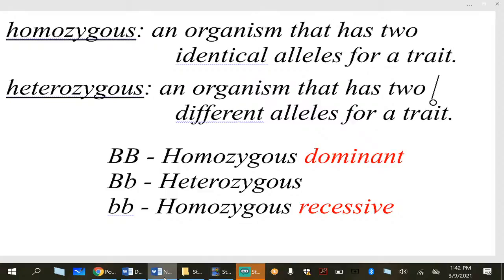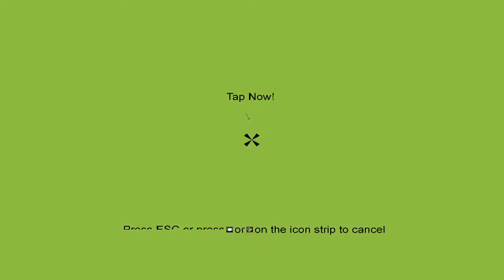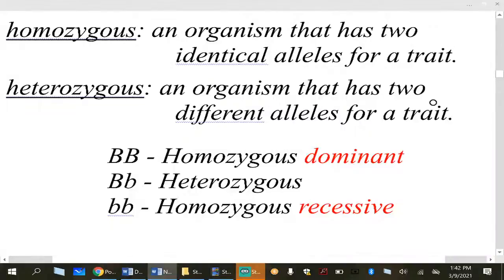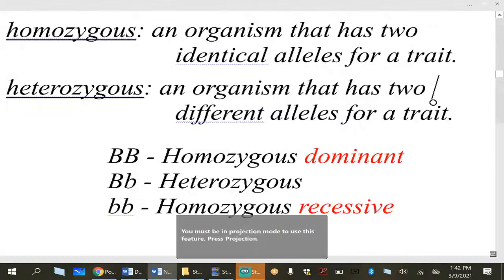You have to know what these three things mean. You have to know what homozygous dominant means. You have to know what heterozygous means. You have to know what homozygous recessive means. I think half of you right now probably understand it, but in case you don't, we're going to practice this quick. It should take about 5 minutes. We're going to work on these right here.